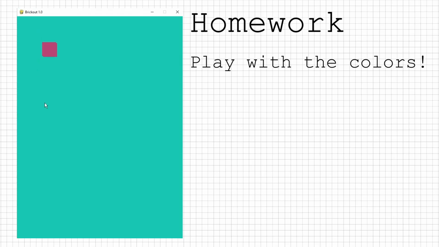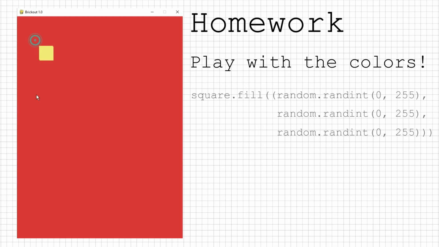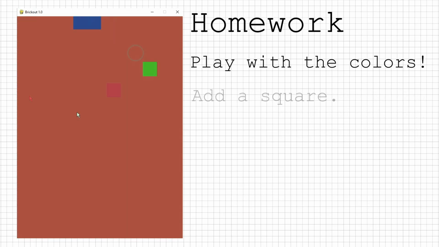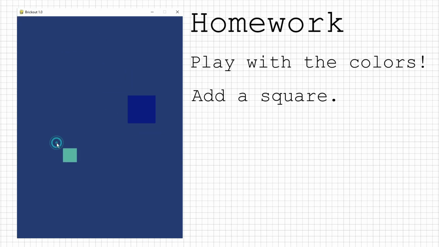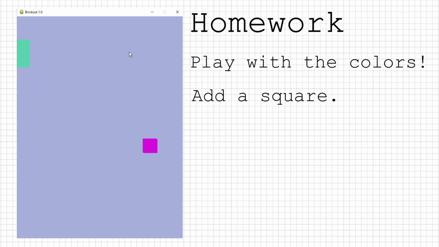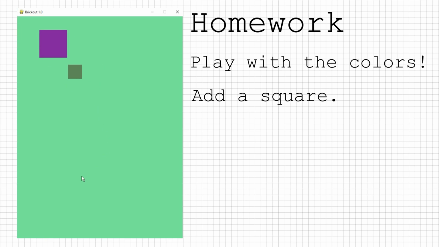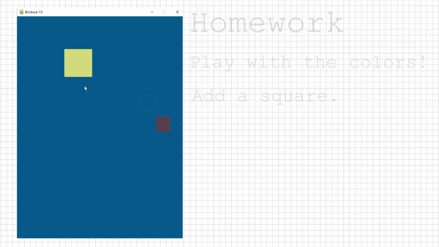Before the next video, play with the colors. Fill both surfaces with different colors. Since we've imported random, you can even randomize the colors. Each component, red, green, and blue, can be any number between 0 and 255. Then try adding another square to the game. You could start by moving both squares in the same way, but once you've got that working, give your second square a different personality and different behavior. You could even give it a mad scientist ability, like the ability to teleport randomly within the window.